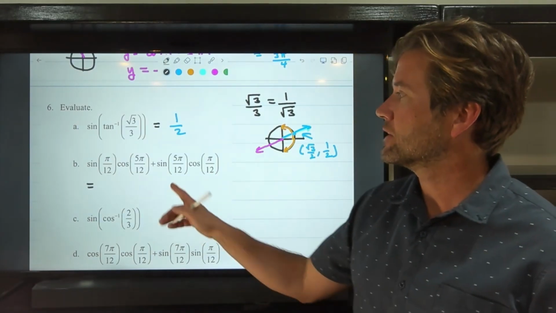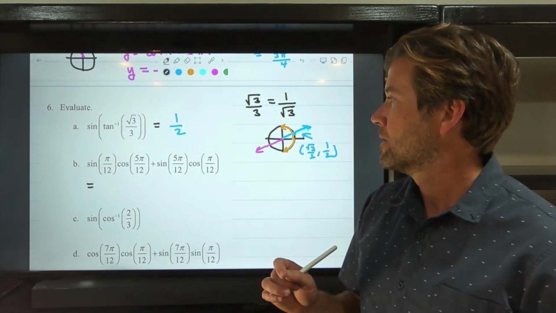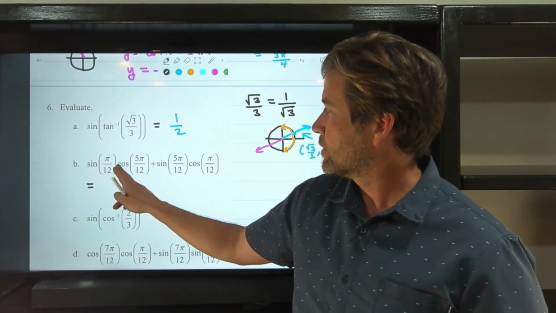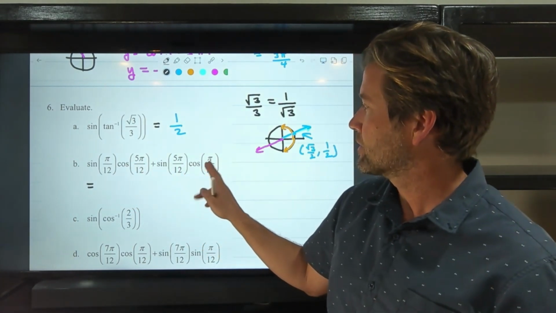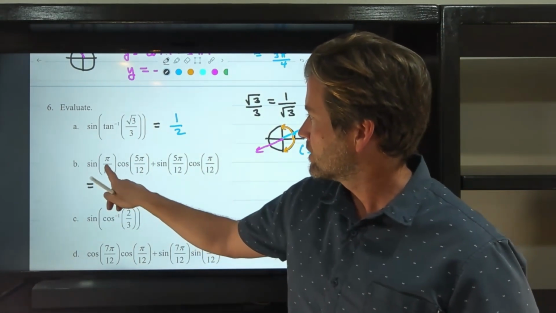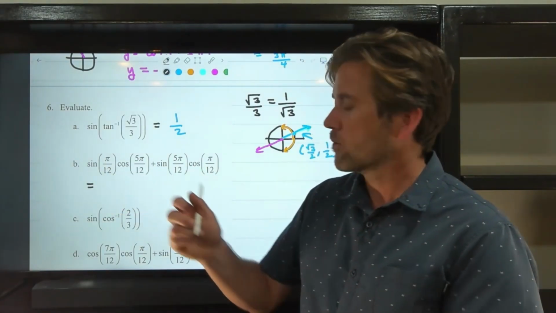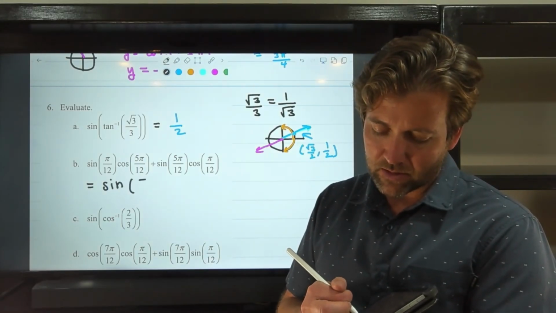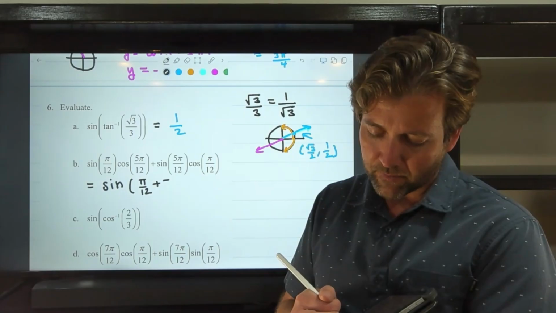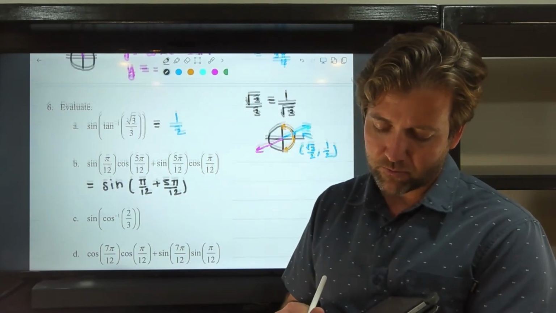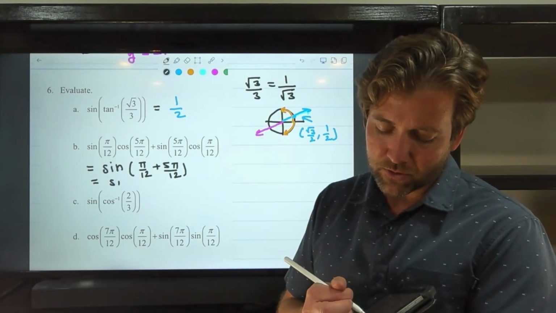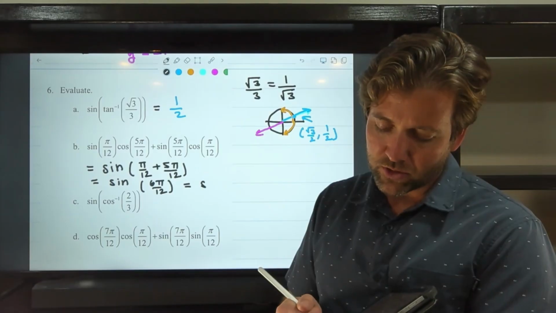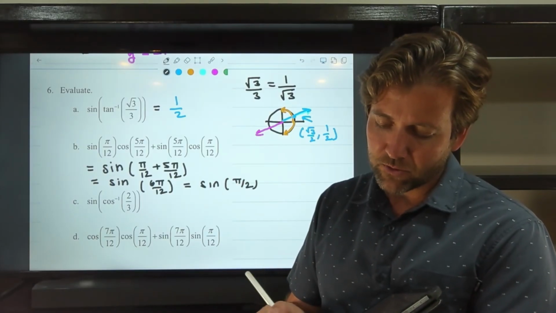All right, you need to look at this part B and realize that that's the angle addition for sine. Sine of an angle times cosine of an angle plus sine of an angle times cosine of an angle. See the pi over 12 here, pi over 12 there. Okay, great. So I'm going to condense this as the sine of pi over 12 plus 5 pi over 12. That's equal to the sine of 6 pi over 12, which equals the sine of pi over 2.